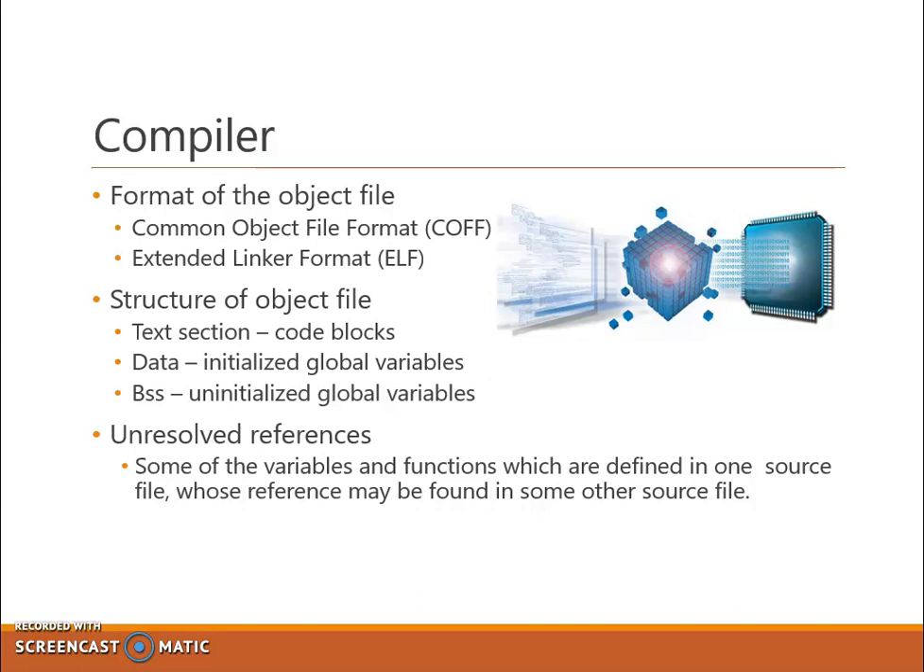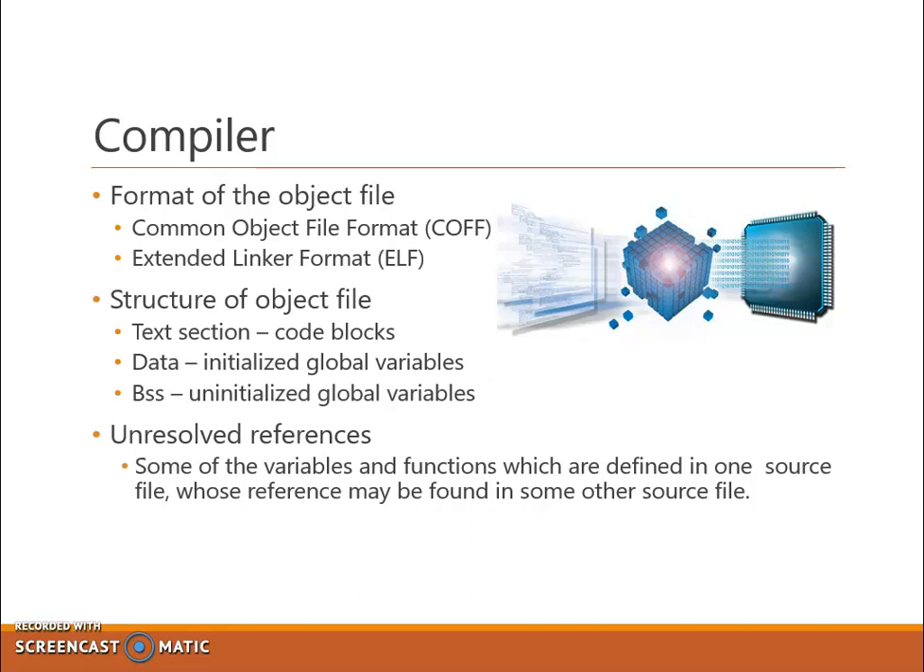This object file has a certain structure in it. There are different sections in an object file. There is a text section which contains the code block of your program. Then the data section is there for handling initialized global variables, and uninitialized global variables are stored in the BSS section.